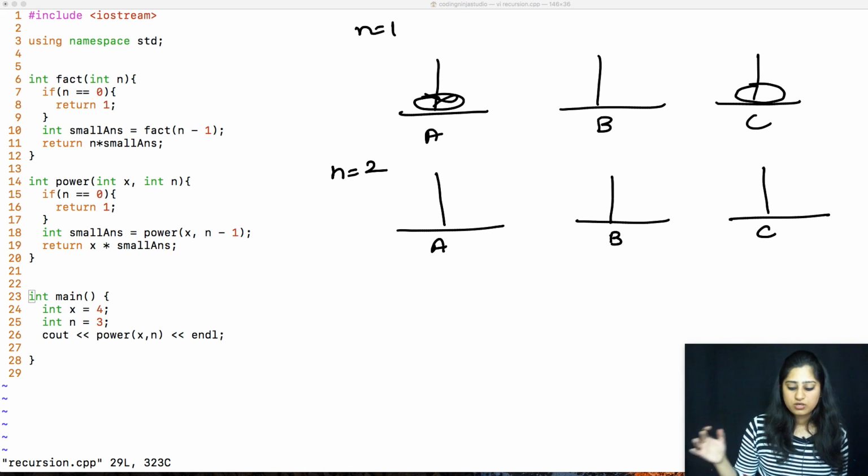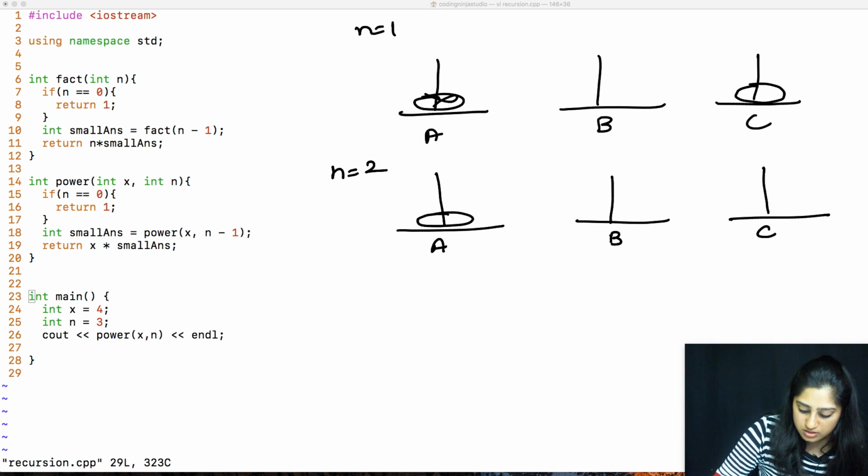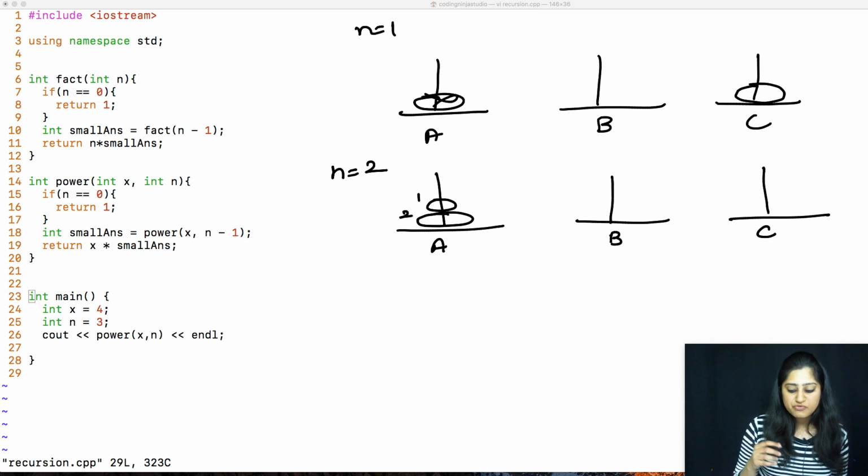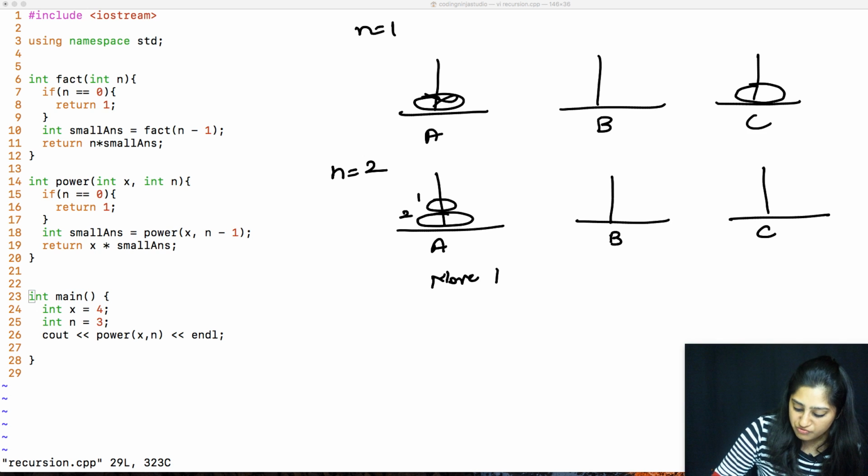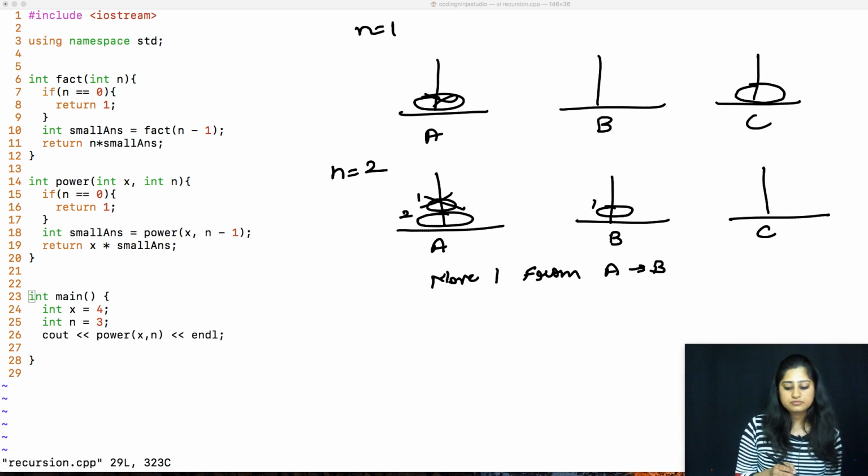So rod A, rod B, rod C, number of discs are 2 this time. This is 1, this is 2. If I have to transfer all the discs from A to C, the first step I should do is move disk 1 and put it on B. So I move 1 from A to B. That means remove 1 from A, put it at B. Okay, so 1 is at B.